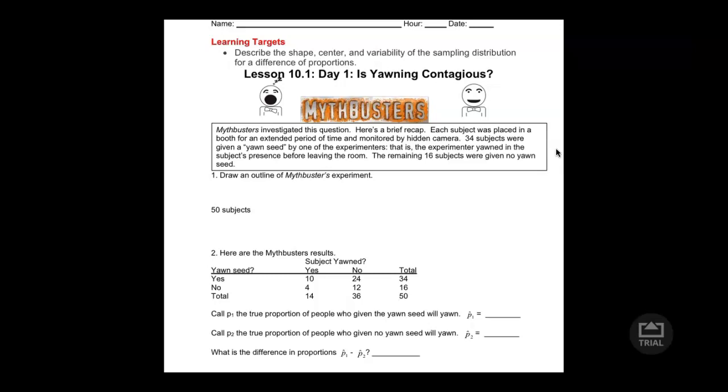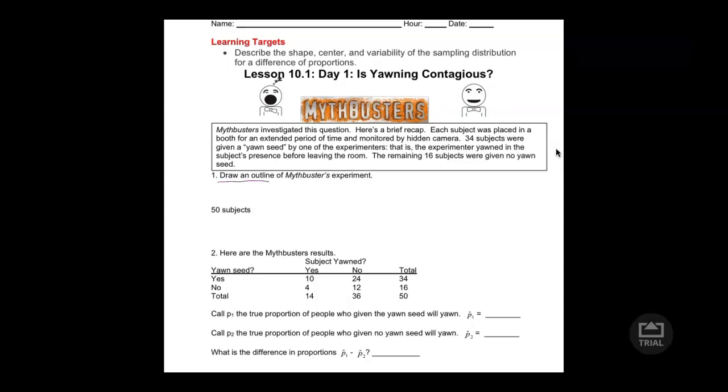It says, Mythbusters investigated this question. Here's a brief recap. Each subject was placed in a booth for an extended period of time and monitored by a hidden camera. 34 subjects were given a yawn seed by one of the experimenters. That is, the experimenter yawned in the subject's presence before leaving the room. The remaining 16 subjects were given no yawn seed. Draw an outline of the Mythbusters experiment.